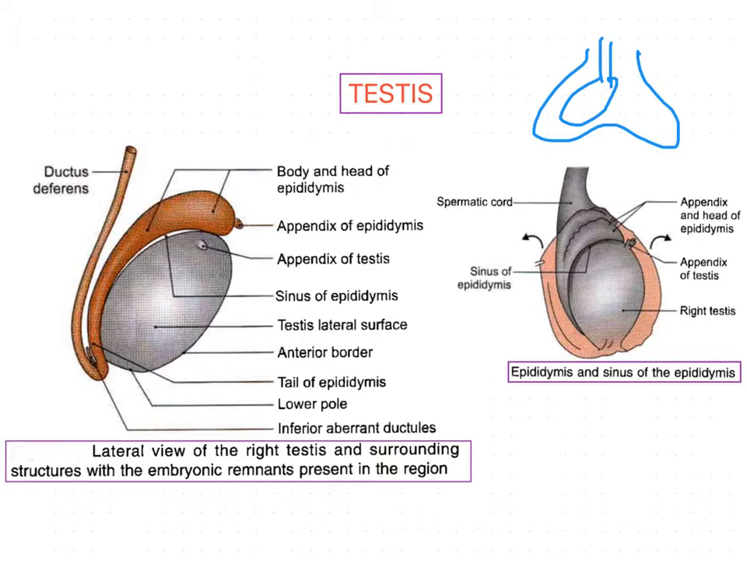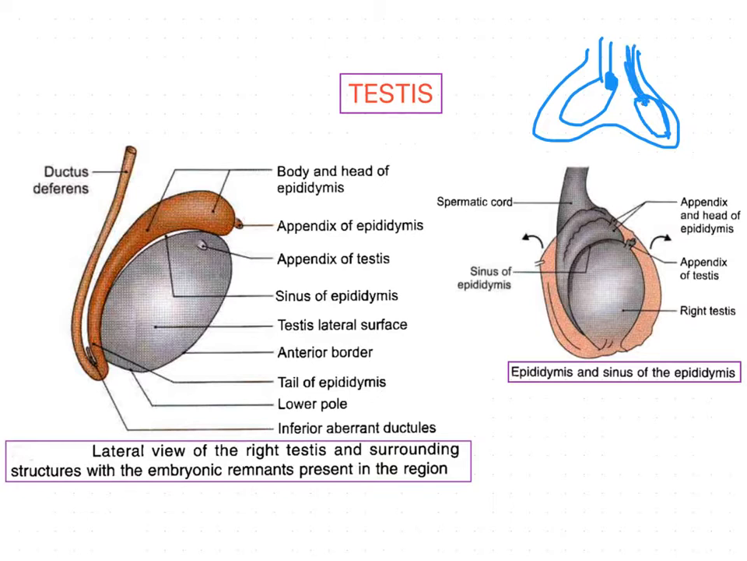It has two poles, an upper pole and a lower pole. The upper pole is tilted forwards and medially. In the case of the left testis, it is slightly lower in shape and size. If you compare it with the right testis, the left testis is lower in shape and size than the right.